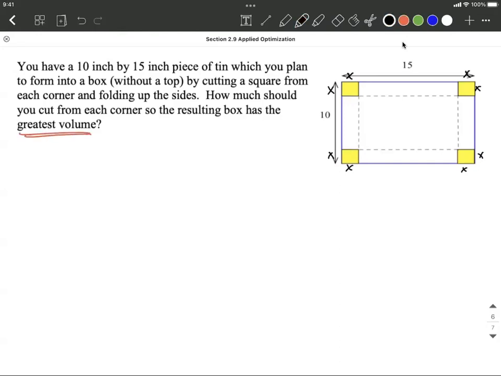So one thing we want to do is be able to represent our volume. So volume, we can think of this as length times width times height.